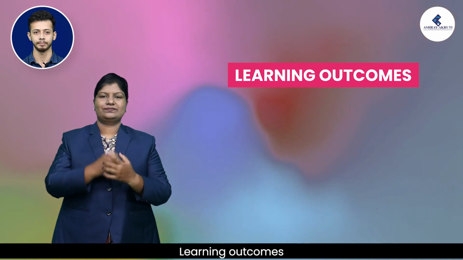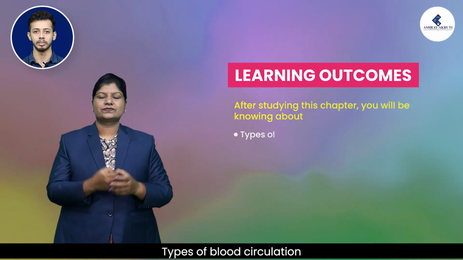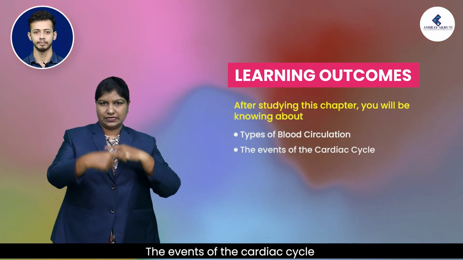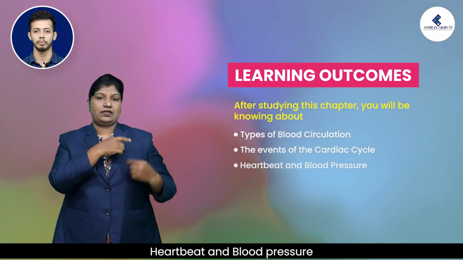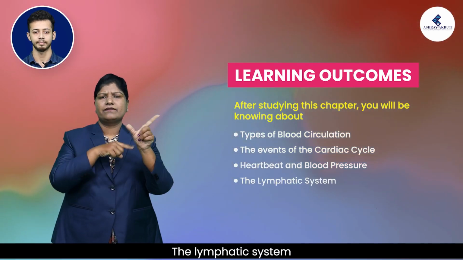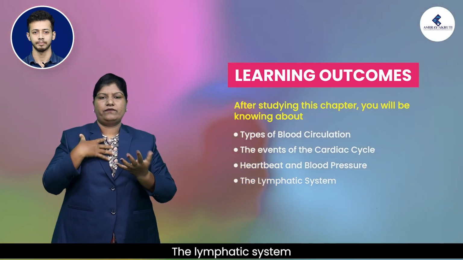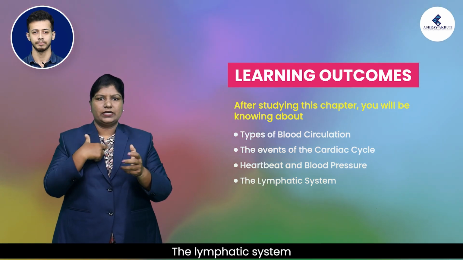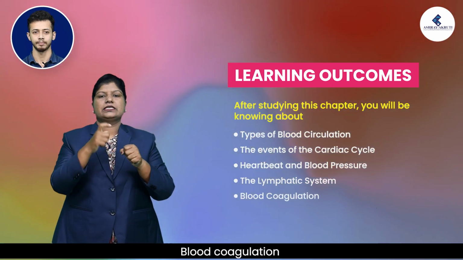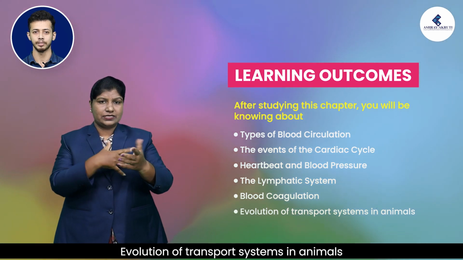Learning Outcomes. After studying this chapter, you will be knowing about types of blood circulation, the events of cardiac cycle, heartbeat and blood pressure, the lymphatic system, blood coagulation, evolution of transport systems in animals.